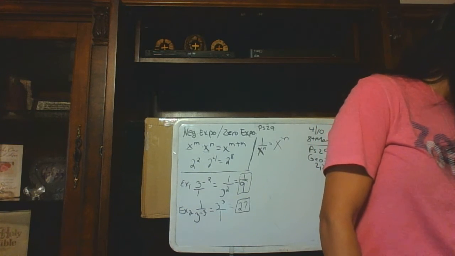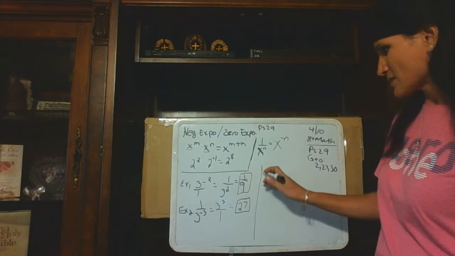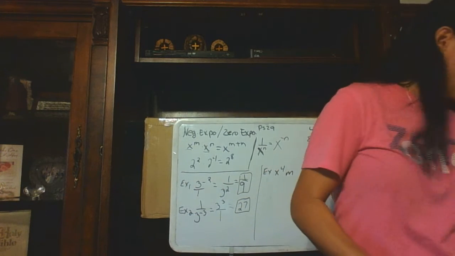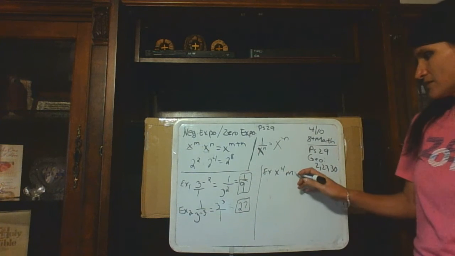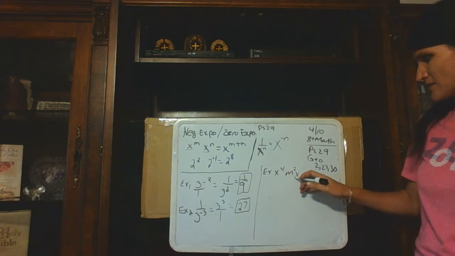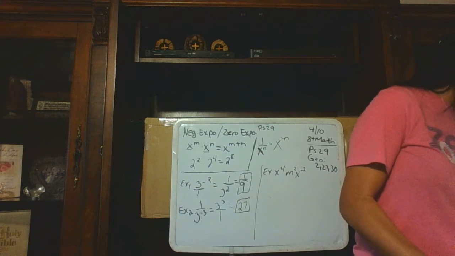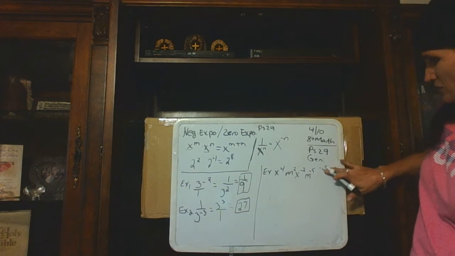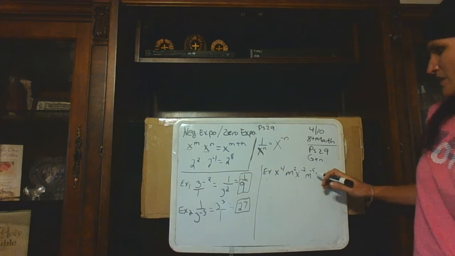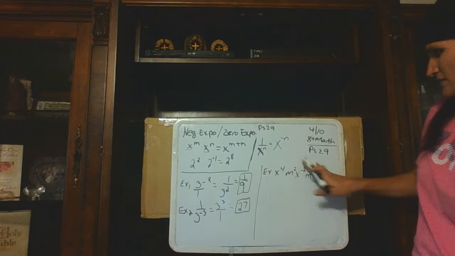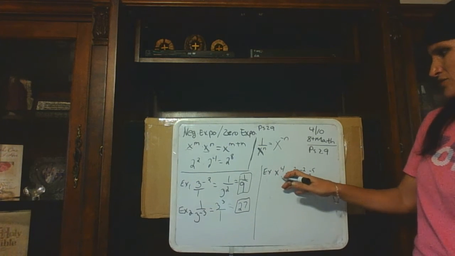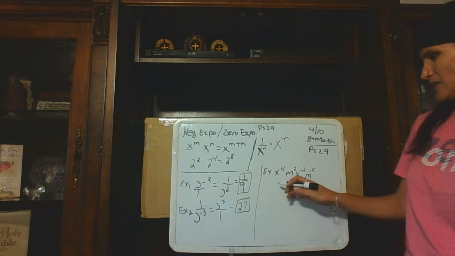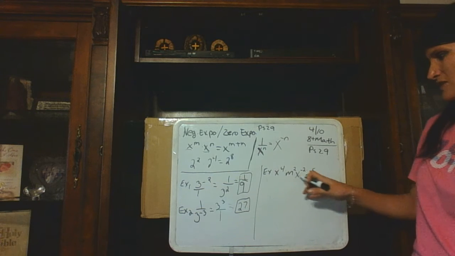It says x to the 4th, so this is example 4: x to the 4th m squared, x to the negative 2nd power and m to the negative 5 power. And I'm actually going to move these out of the way. Okay? And this is now going to say x to the 4th m squared x negative 2 m to the negative 5. The directions say simplify. Okay, so simplify means I want to solve this without negatives.